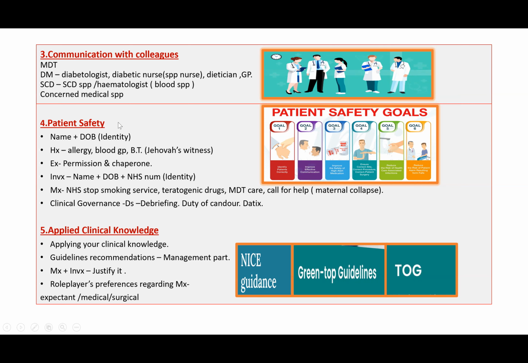It starts from the beginning of your station. When you're confirming the name and date of birth of the patient, when you're taking the history, ruling out or confirming allergy, confirming the blood group, asking about any reservations for blood transfusion, checking whether the patient is a Jehovah's Witness or not, that is patient safety. Offering examination with the patient's permission in the presence of a chaperone. Then when you are telling about an investigation, discussing any report and confirming the patient's identity, that is patient safety.